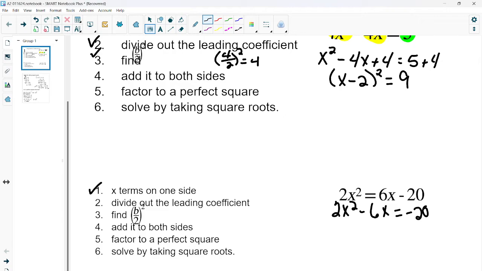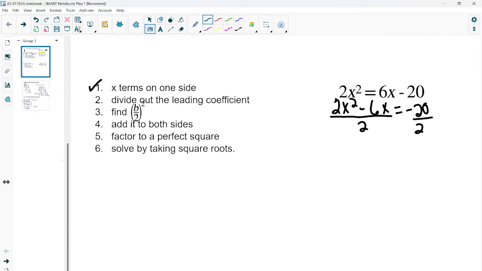And when we divide out the leading coefficient, we have to divide that 2 right here out of everything on that side. Both sides have to have the 2 divided out, which means that this 6 has to have a 2 divided out of it as well. So that will be x squared minus 3x equals negative 10.